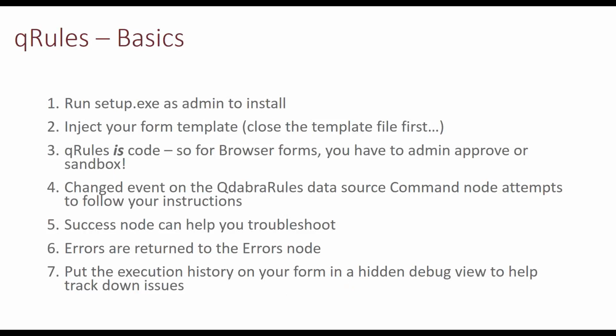You can also modify the manifest file to get qRules re-enabled, but it's just so much easier to remove code and re-inject. So in the Qdabra rules data source, the success node can help you troubleshoot, because we mark success to true when the command succeeds. Errors are returned to the errors node.